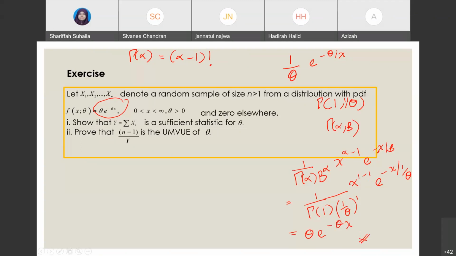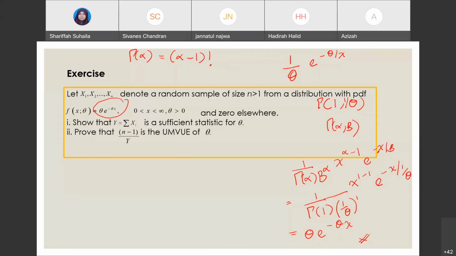So that is the relationship between the exponential distribution and the gamma distribution. Gamma has two parameters, alpha and beta. In this case, to make it consistent with your exponential distribution, theta exponential negative theta x, I replace alpha equal to 1, beta equal to 1 over theta. You can try substituting into the general formula for the gamma distribution. Replace alpha equal to 1, beta is 1 over theta, and then substitute, you will get theta exponential negative theta x.